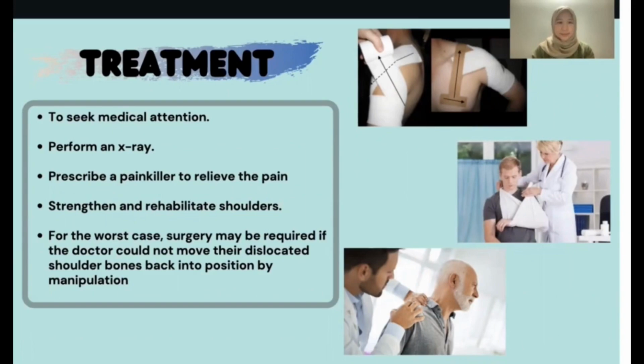A doctor can help players to strengthen and rehabilitate the shoulder. Next one is, for the worst case, a surgery may be required if the doctor cannot move the dislocated shoulder bones back into position by manipulation. So if the shoulder is getting worse, they will need surgery.